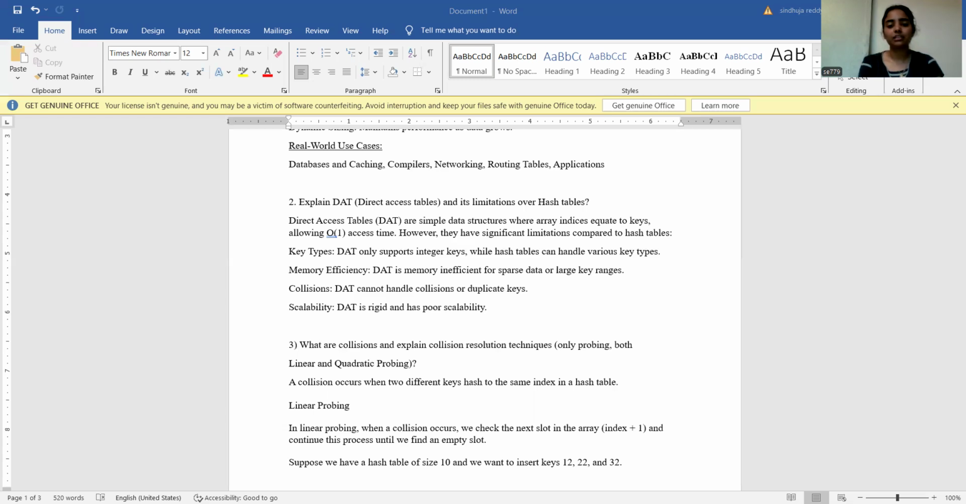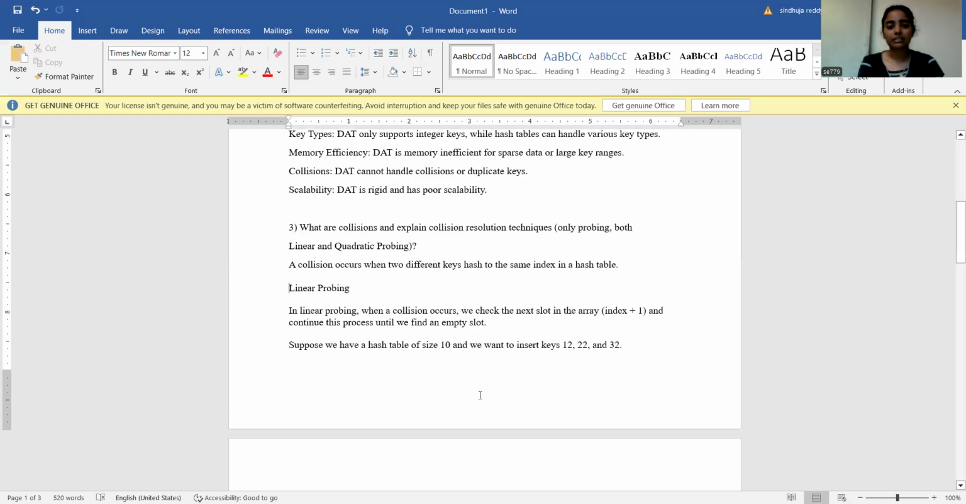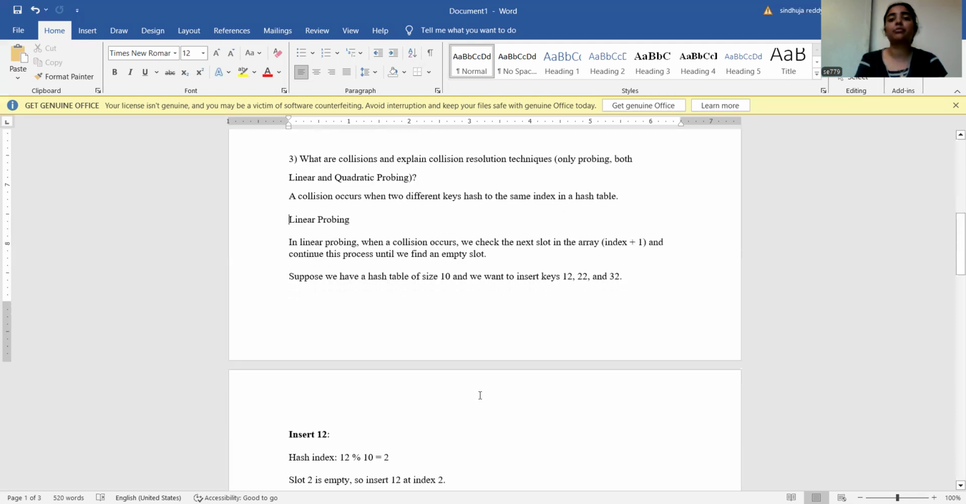The third question asks what collisions are and to explain linear probing and quadratic probing. A collision is when two different keys hash to the same index in the hash table. If we want to put a key in a certain place, but two keys come to the same place, then a collision occurs. We can solve this with linear probing and quadratic probing.